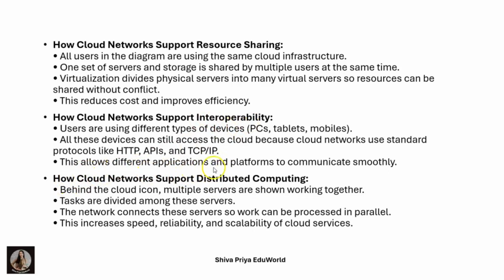And how does the cloud network support distributed computing? Behind the cloud icon, multiple servers are shown working together. Here, multiple servers work at the same time and the tasks are divided among these servers, and the network connects these servers so work can be processed in parallel. Clear? This increases the speed, reliability and scalability of the cloud services. Whatever servers I have will work in parallel, so I can easily say the cloud network supports distributed computing, which increases the speed, reliability and scalability of the cloud services.